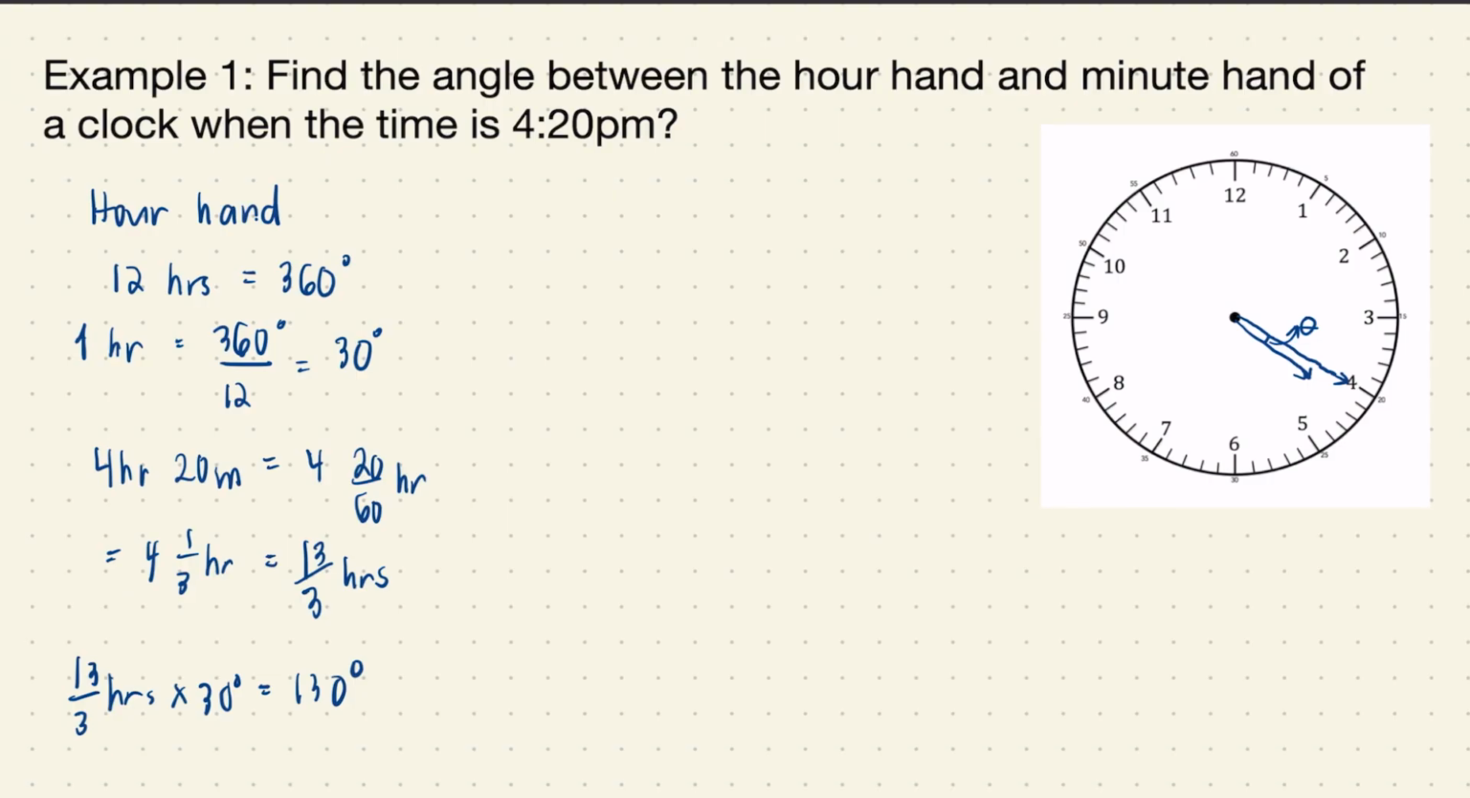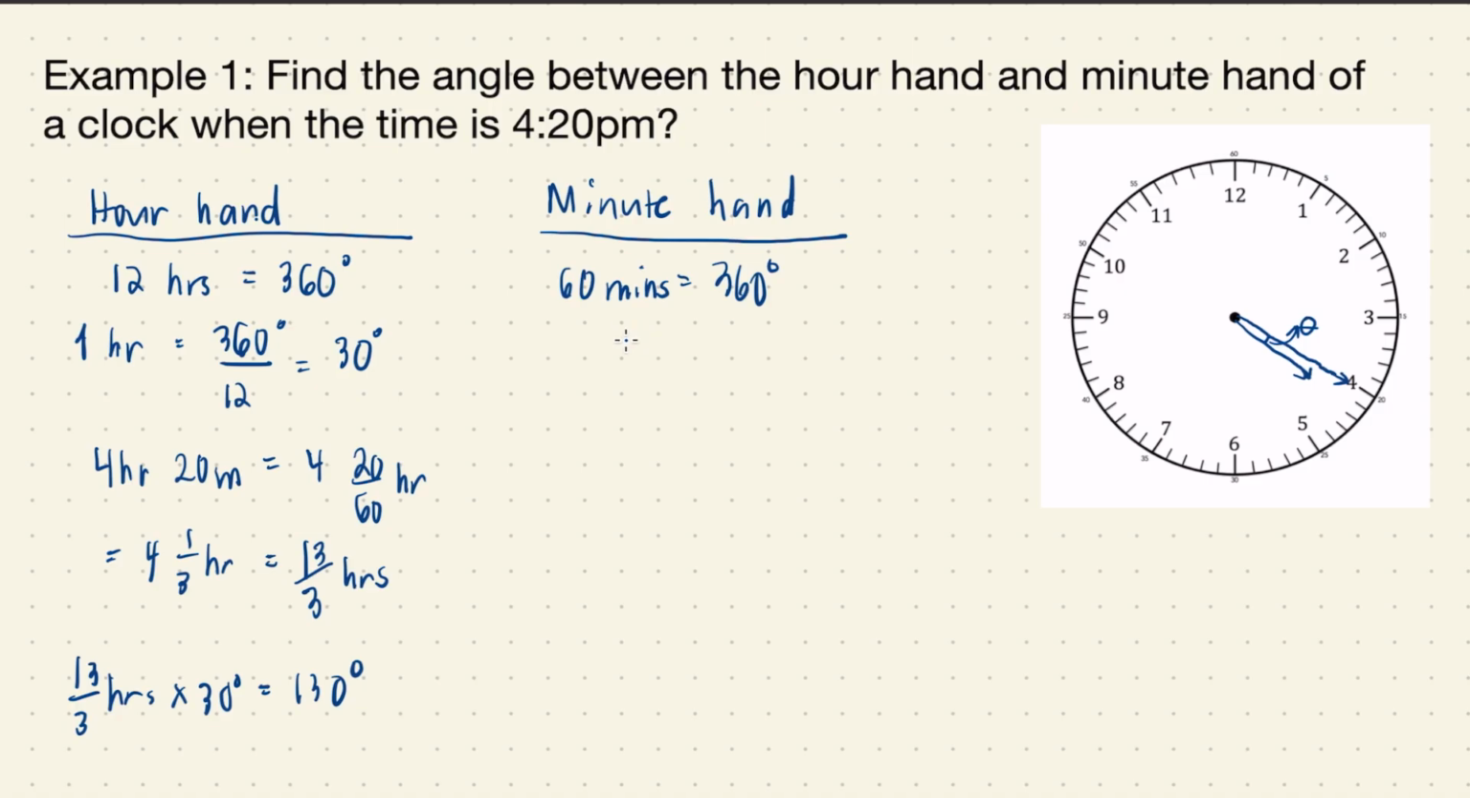We'll get into the minute hand. Okay, so that's for the hour hand. For the minute hand, the minute hand travels 360 degrees in 60 minutes. So in 1 minute, it travels 360 over 60, which is simply 6 degrees per 1 minute.